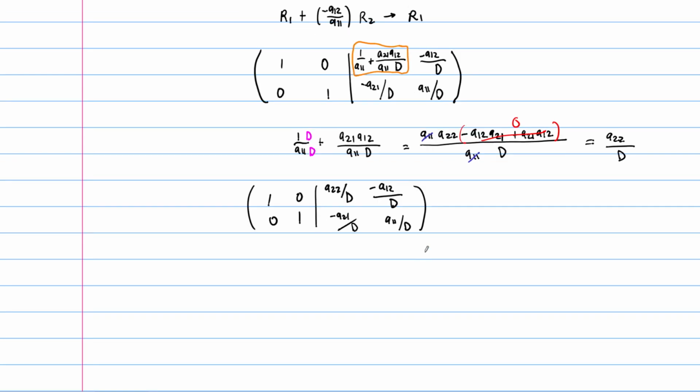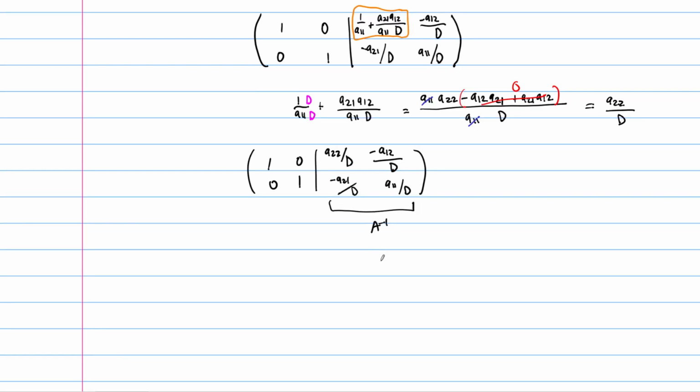So what it turns out then is, remember that if this was A, and we did our row operations to get the identity matrix here, then this is the inverse. So this is a formula for A inverse. And so A inverse, this D is a constant, right? And that's the same in every component. So this can be factored out. It's 1 over D. And then the entries here are A22, negative A12, negative A21, A11.